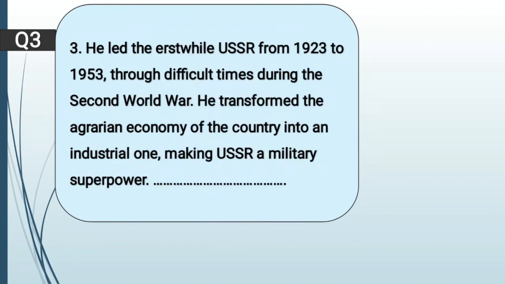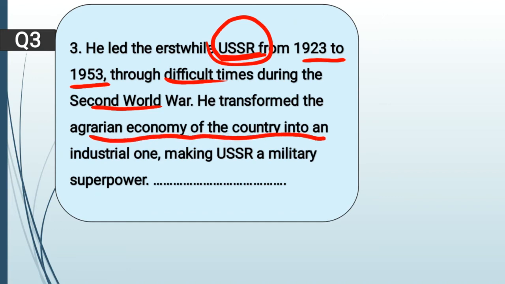Here, he led the erstwhile USSR from 1923 to 1953. So how many years? Around 30 years, through difficult times during the Second World War. He was leading USSR during the Second World War. He was the General Secretary of the Communist Party of the USSR. He is known for transforming the agrarian economy of the country into an industrial one, making USSR a military superpower.